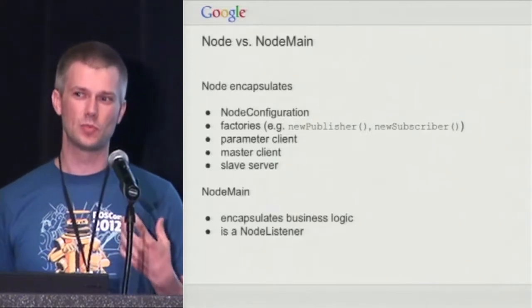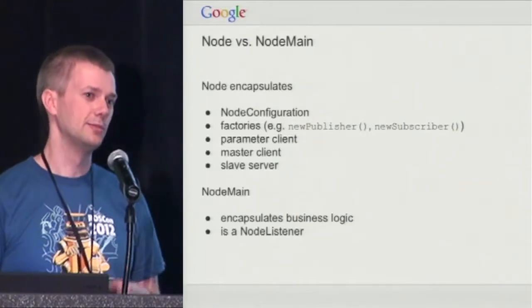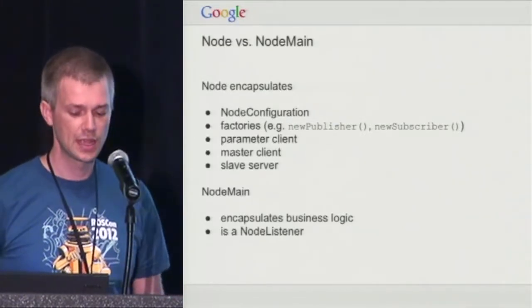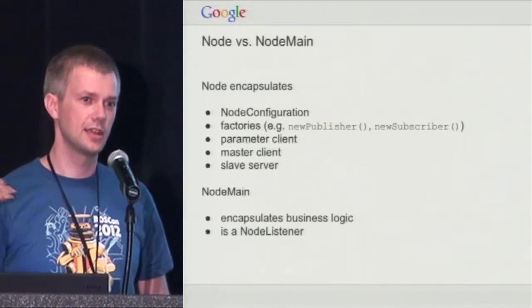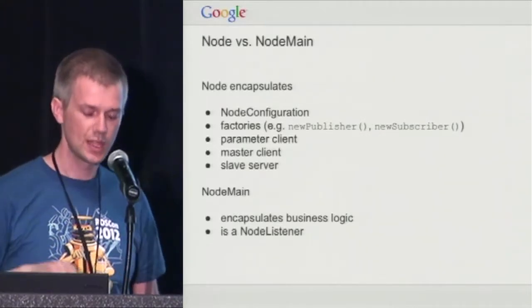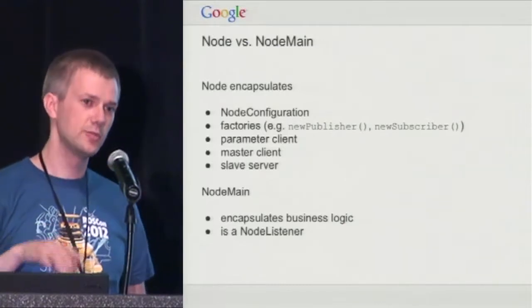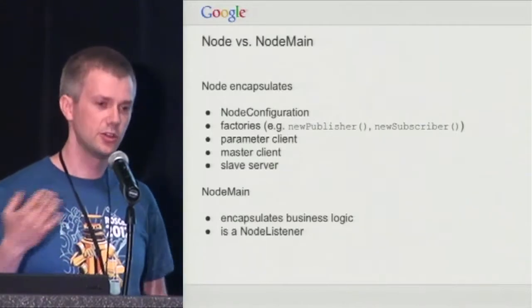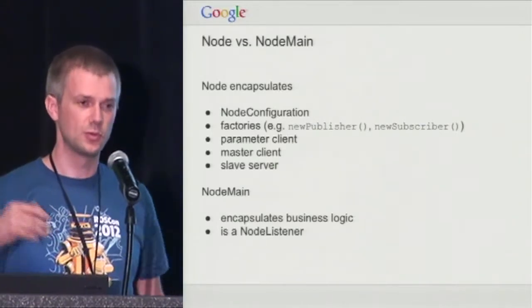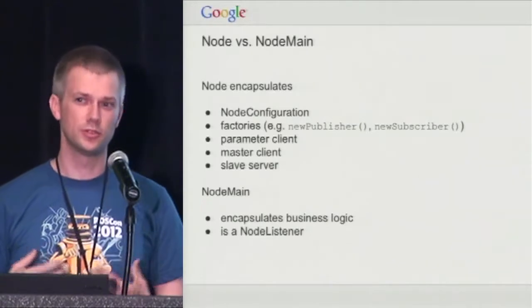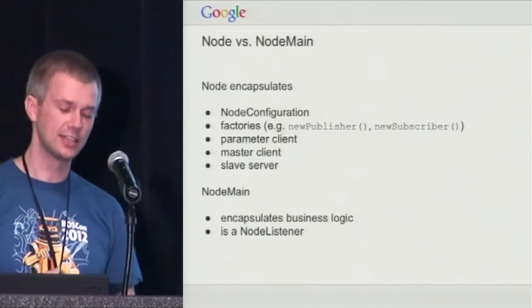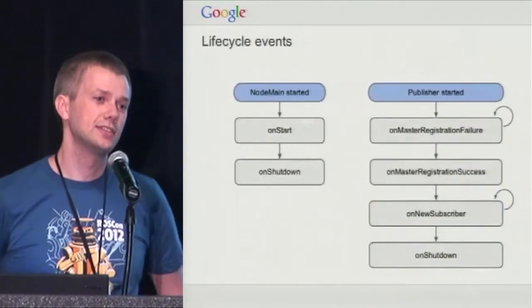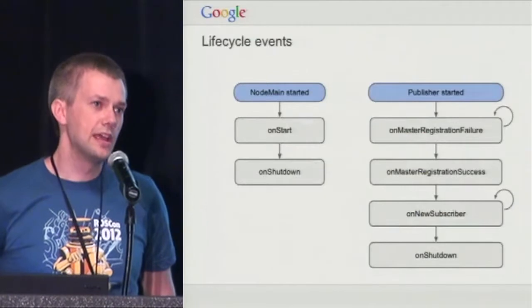I think many ROS users probably don't have a lot of knowledge of what's actually happening under the covers with some of these APIs. But there's actually a pretty clear distinction at the protocol level of how these things work. And so the node just kind of wraps all that up. And then the node main is actually just a listener. So whenever the node gets started or shuts down, the node main is notified of this. And so basically you put all your business logic, your actual robot program, into a node main instead of into your node. And this kind of lets you create something that is nicely asynchronous and really pluggable.